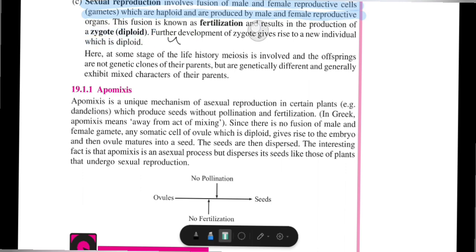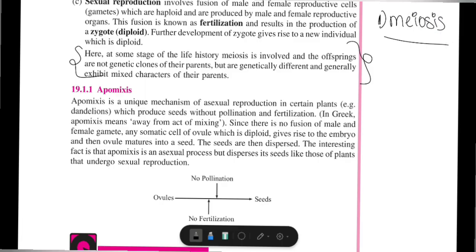Now we can continue with the characteristics of sexual reproduction. Sexual reproduction has a couple of characteristics. The first one being that meiosis takes place somewhere in its life cycle. Meiosis is the division of the sex cell. The second one being that the offsprings are not genetically clones of the parents. They are not exactly like the parents.